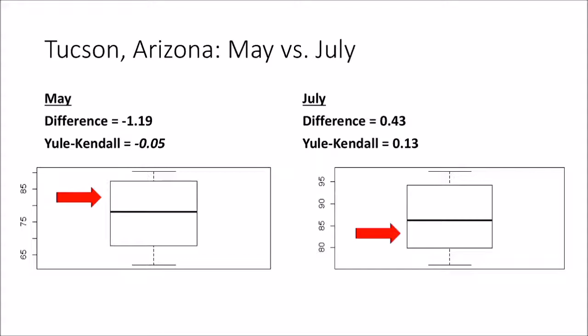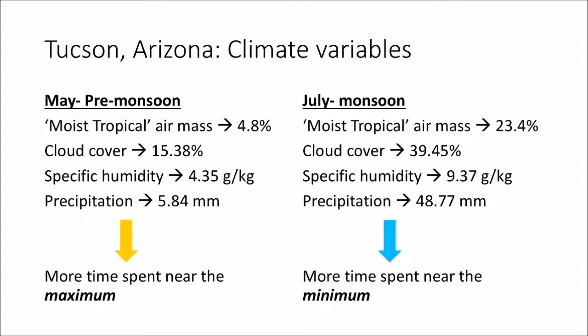And flash forward to July, and of course as we saw on the map, now Tucson and most of Arizona and New Mexico go in line with most of the rest of the US during most of the year. Positive difference, positive Yule-Kendall index. Now we go back to the normal case as shown, where you have the rightward skew in daily temperature. And again, now more time being spent near the minimum. And what's explaining this? It's the NAM, the monsoon, and we can tease that out using some basic climate variables.